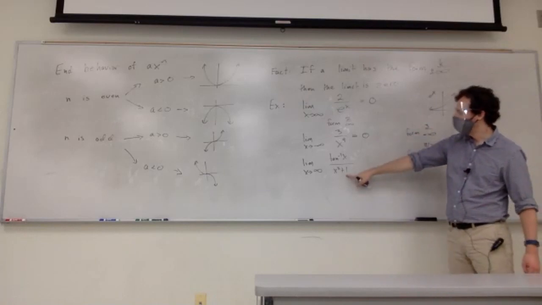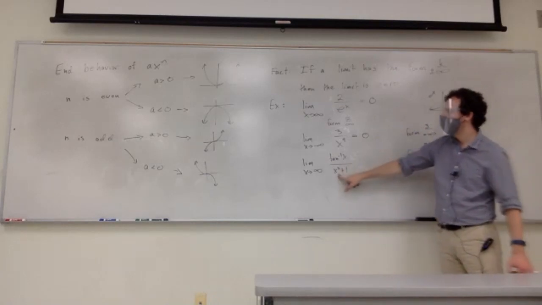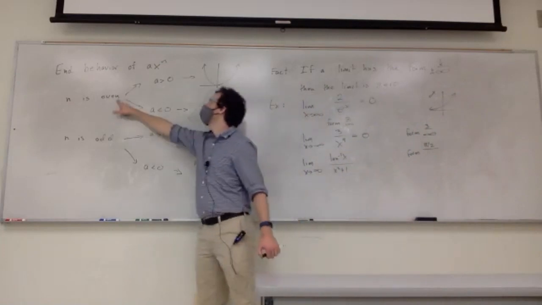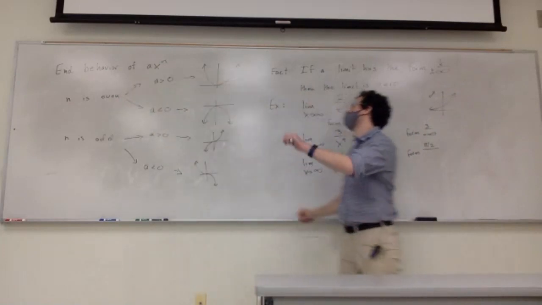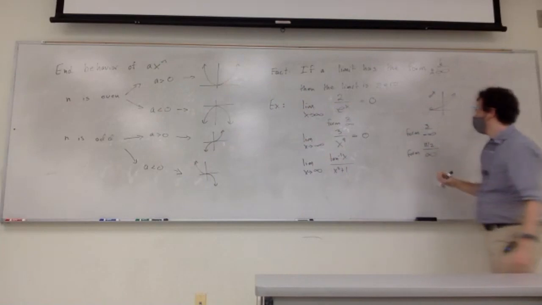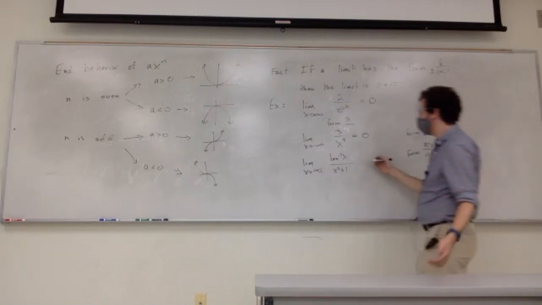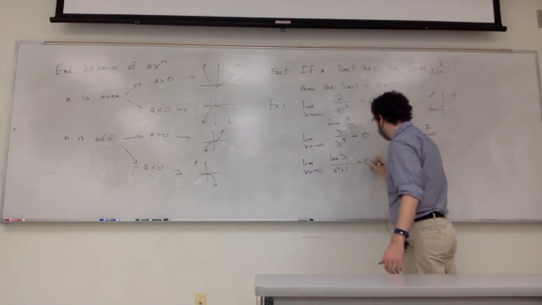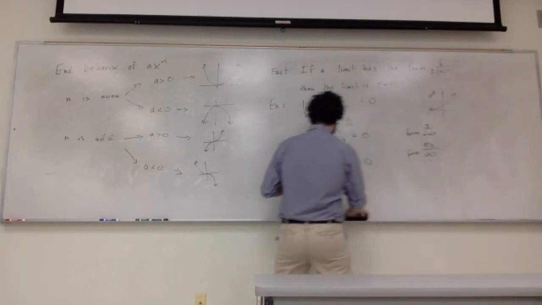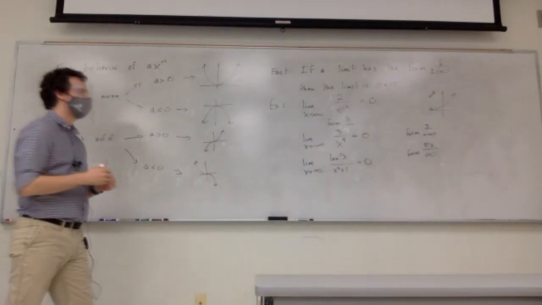The bottom is a polynomial. Polynomials forget about everything but the big term. X squared is there and there, so it looks like this. So it's going to infinity. So the top is leveling off. The bottom is going to infinity. This is another limit that's 0.